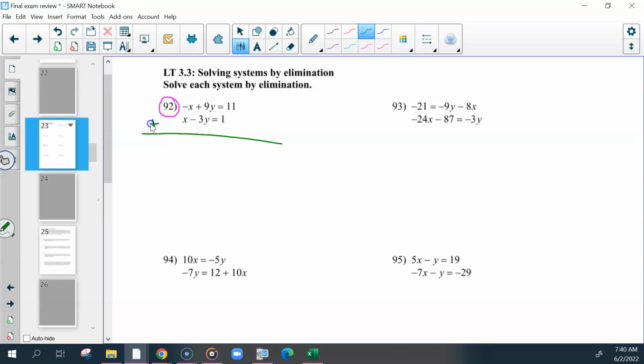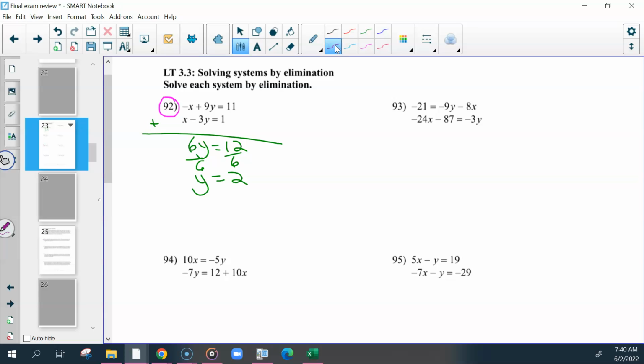If I add these two, the x's are going to eliminate or cancel, becoming 0. 9y plus a negative 3y would just be 9 minus 3, so 6y. 11 plus 1 would give us 12. Then we could solve for y, dividing both sides by 6. So y equals 2. And then we have to put that back in and solve for x.